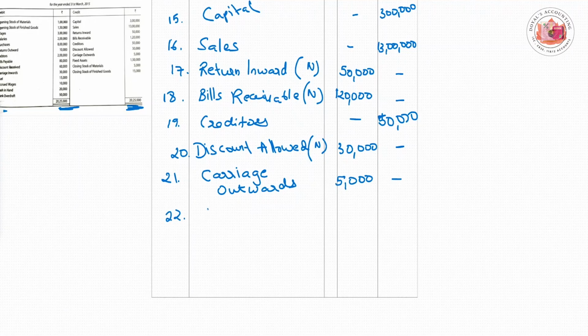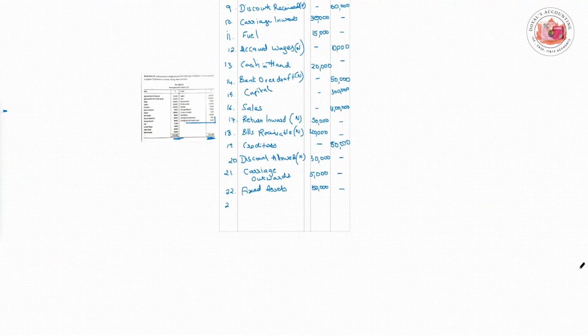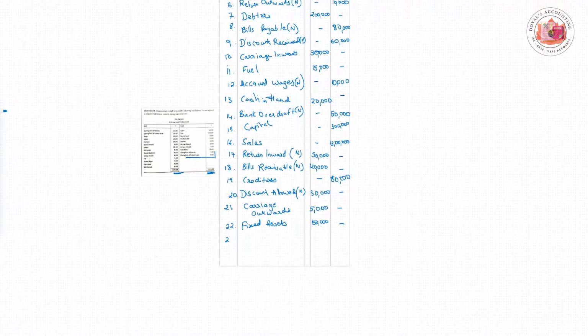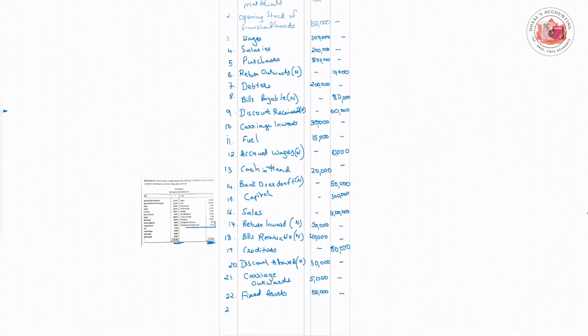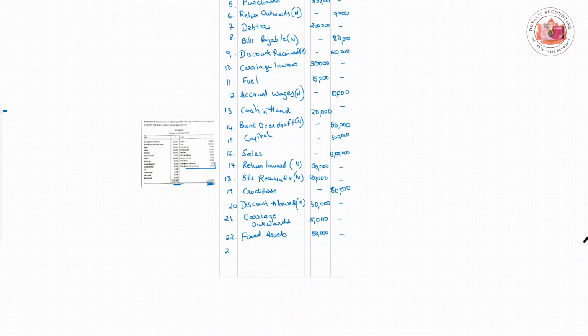Next one we have fixed assets. Fixed assets, how can it have a credit balance? We all know assets have debit balance. So 1,50,000 on my debit column. Okay, and now here they have mentioned closing stock. So note that closing stock won't be recorded in the trial balance because we already have our opening stock and our purchases. So it will already be adjusted and we don't need to record the closing stock.